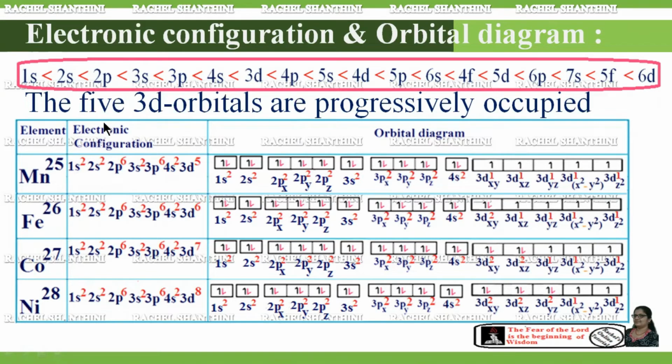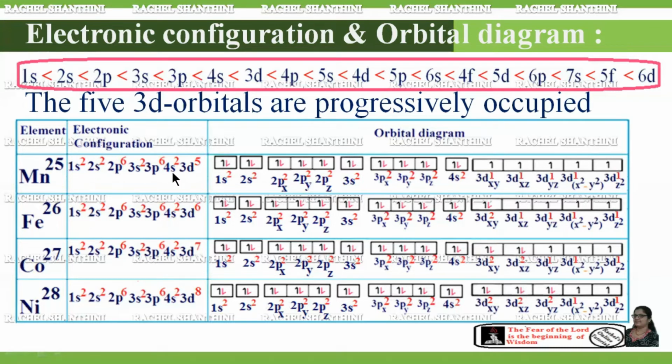To write the electronic configuration, as usual, we have to write according to the increasing order of energy in accordance with the Aufbau principle. So we know that in 1s we can accommodate 2 electrons. So 1s2, 2s2, 2p6 because it could accommodate 6 electrons. Then again 3s2, 3p6, up to 4s2 as we have done for scandium, titanium and vanadium, right?